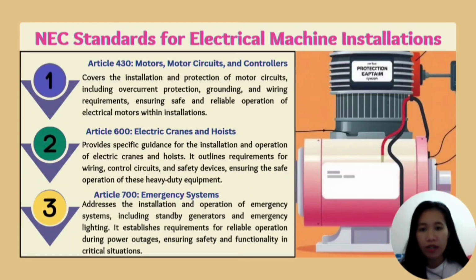Number two is Article 600, which talks about electric cranes and hoists. It provides specific guidance for the installation and operation of electrical cranes and hoists. It outlines requirements for wiring, control circuits, and safety devices, ensuring the safe operation of this heavy-duty equipment. Number three is Article 700, Emergency Systems. It addresses the installation and operation of emergency systems, including standby generators and emergency lighting. It establishes requirements for reliable operation during power outages, ensuring safety and functionality in critical situations.